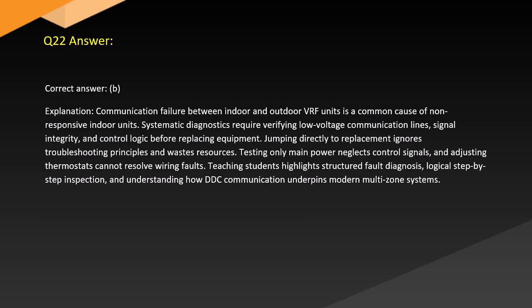Answer. Correct answer, B. Explanation. Communication failure between indoor and outdoor RF units is a common cause of non-responsive indoor units. Systematic diagnostics require verifying low voltage communication lines, signal integrity, and control logic before replacing equipment. Jumping directly to replacement ignores troubleshooting principles and wastes resources. Testing only main power neglects control signals, and thermostats cannot resolve wiring faults. Teaching students highlights structured fault diagnosis, logical step-by-step inspection, and understanding of how DDC communication underpins modern multi-zone systems.